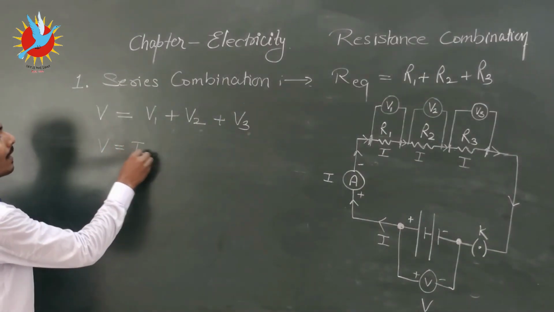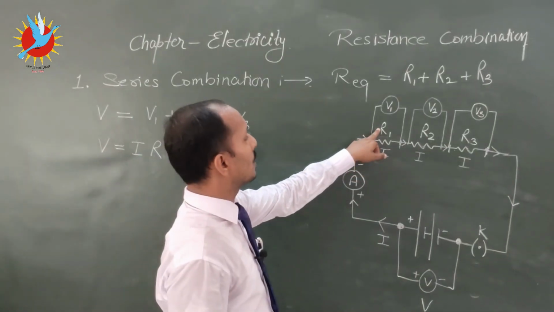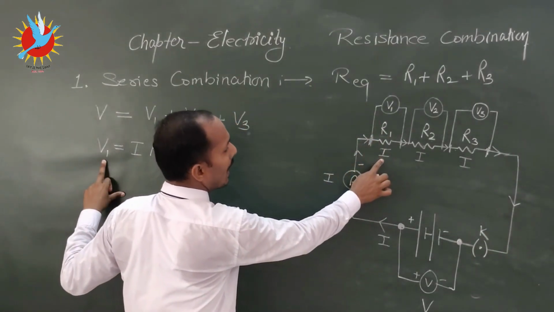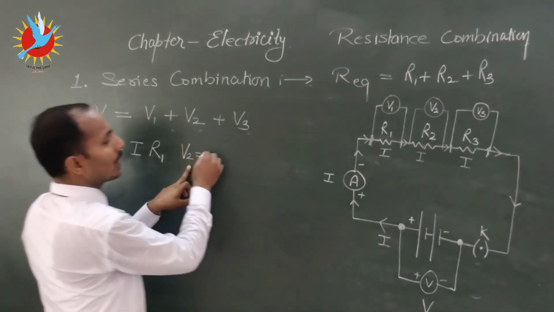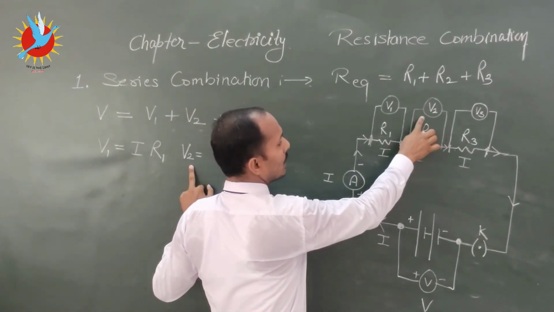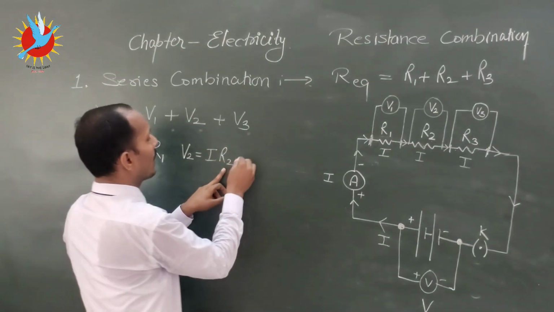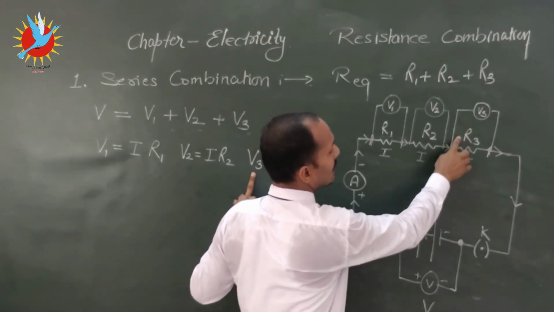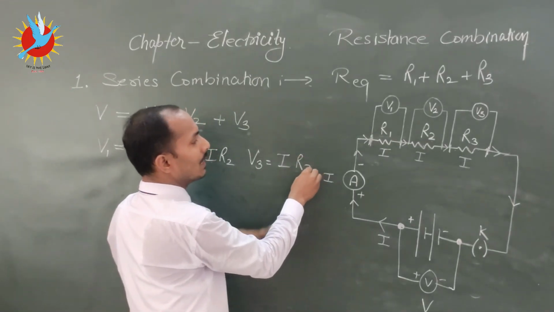Now what is the amount of V? We know Ohm's law: V is equal to IR. So for the first resistor, the potential difference V1 is the current I times its resistance R1. In the case of V2, the resistor is R2 and the current is I, so V2 is I R2. Now for the third resistor, V is equal to IR, so the current flowing is I and the resistance is R3, giving V3 is I R3.